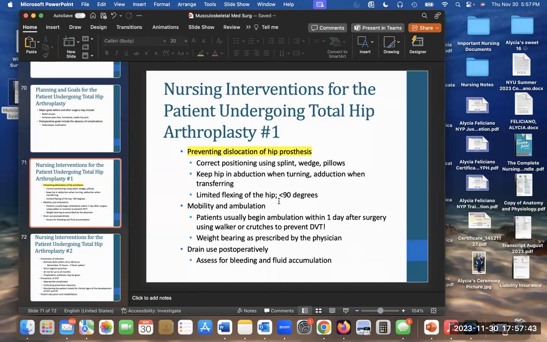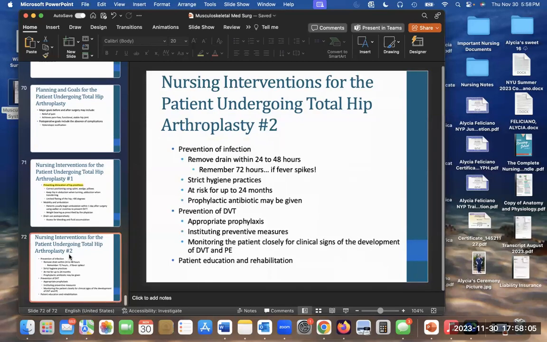What else? We need to get them walking as soon as we can. So one day post-op, usually a doctor will prescribe walking so we can prevent DVT, usually with assistive devices. Remember, weight bearing is a prescription. They can't get up unless the doctor says they can. And we also need to assess for bleeding and fluid accumulation, right? It's a surgery. Okay, we need to look at the bleeding.